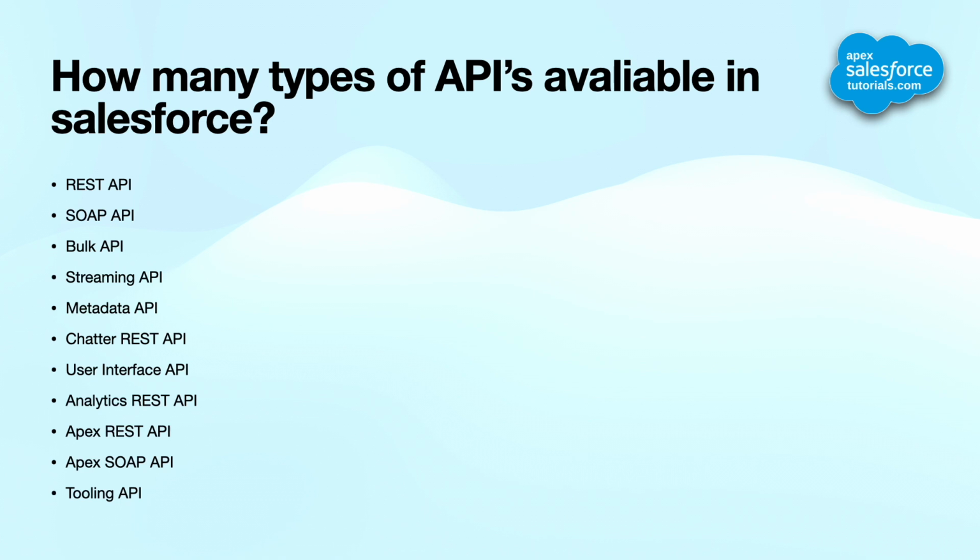There are many types of APIs, but we will be discussing a few of them only. The types of APIs which are available are REST API, SOAP API, Bulk API, Streaming API, Metadata API, Chatter REST API, User Interface API, Analytics REST API, Apex REST API, Apex SOAP API, and Tooling API. We'll discuss a few only in this video.